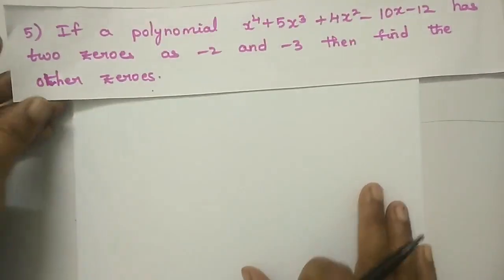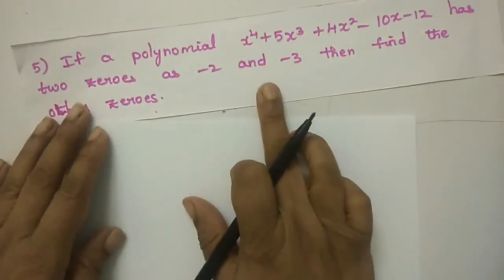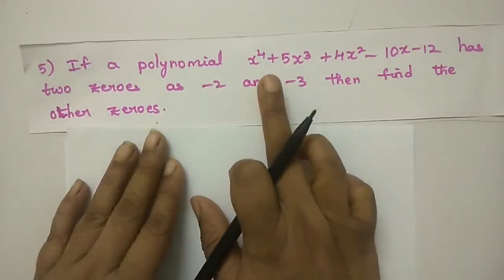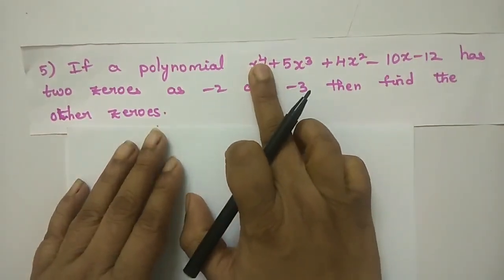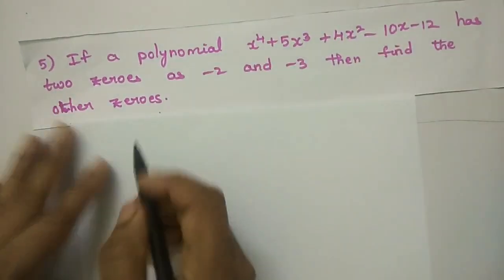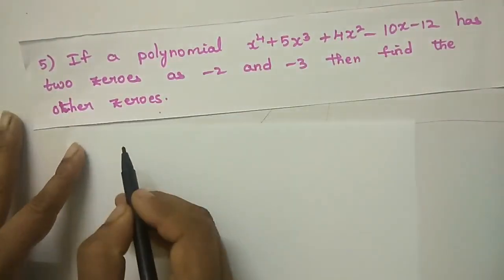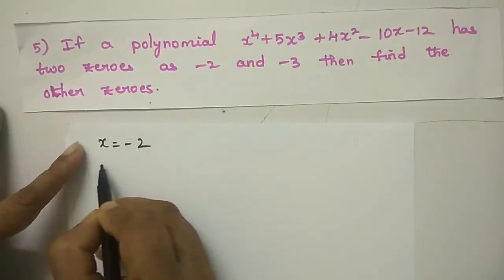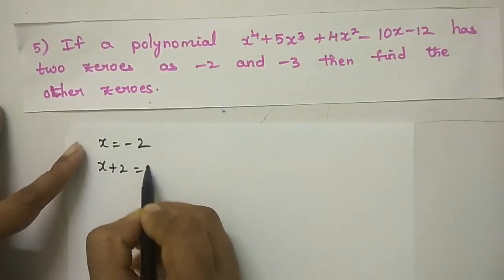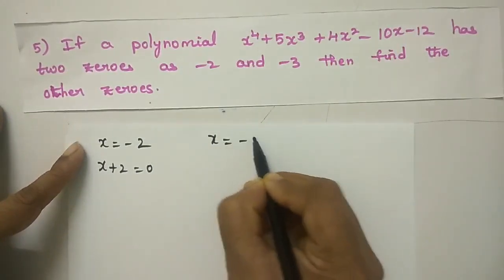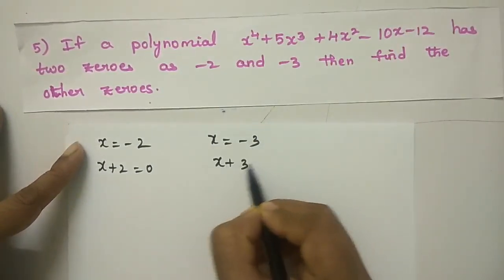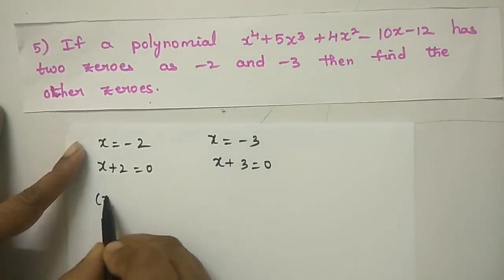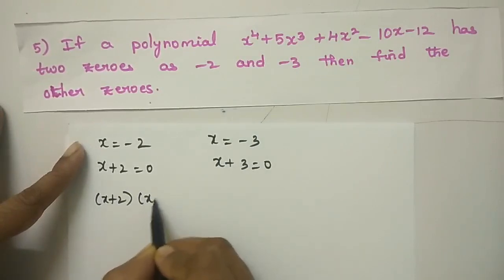It is of degree 4. Okay, so they already gave two zeros, we must get two more zeros. Total 4 zeros will be for this polynomial because the degree is 4, is it not? So here they have given two zeros already, that is x is equal to minus 2, so x plus 2 equal to 0, x is equal to minus 3, so x plus 3 is equal to 0, is it not? So multiply this x plus 2 into x plus 3.